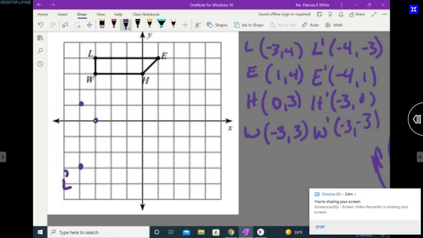And W? Okay. Now y'all should be getting on me for not labeling my points. All right, go to work on your second one, please. We are doing a 90-degree rotation.